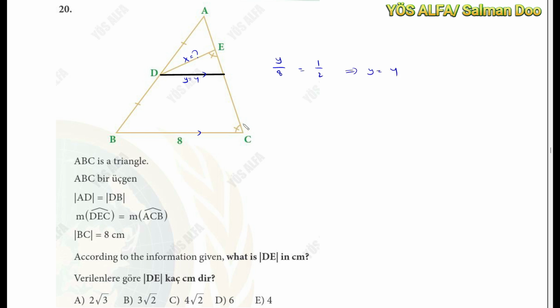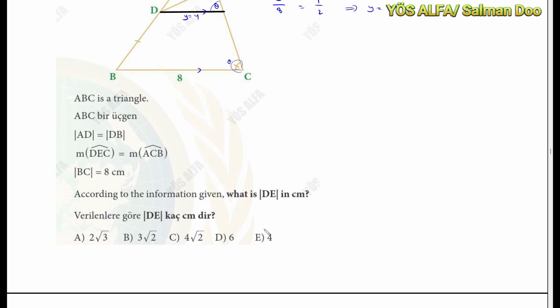And we haven't used these two angles being equal yet. So let's say this is theta, that's also theta. And since these two lines are parallel, this is also theta. They are corresponding angles. So now we have the two angles equal here in this smaller triangle. So since the two angles are equal, this must be an isosceles triangle with x equal to y, which is 4. So the answer is E.